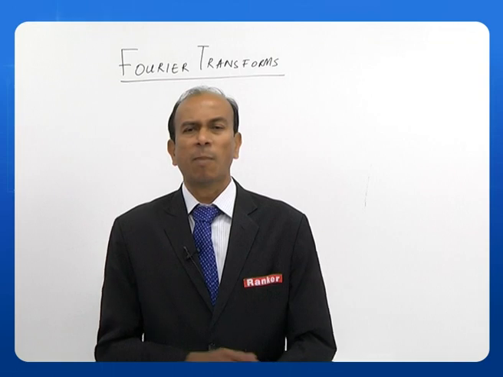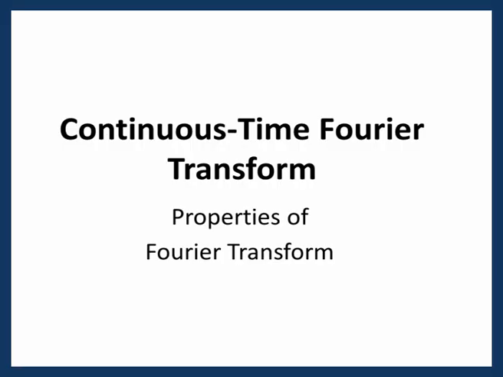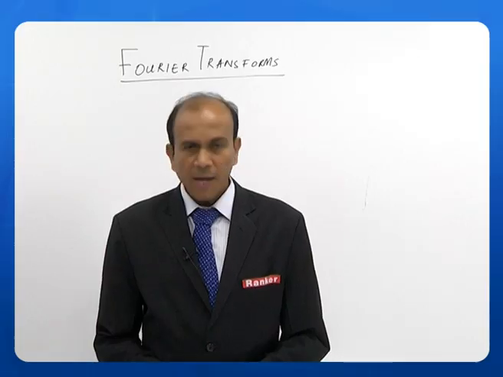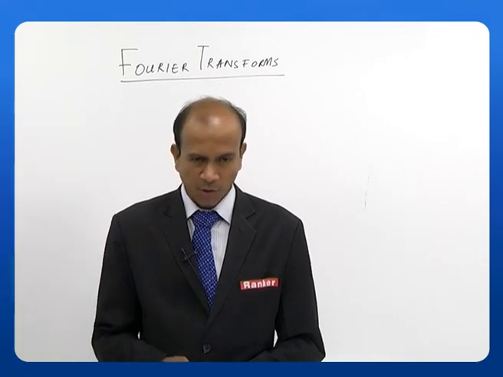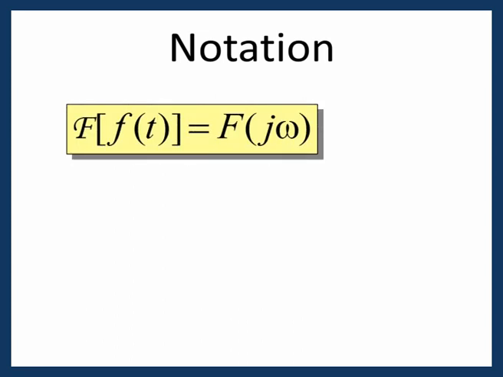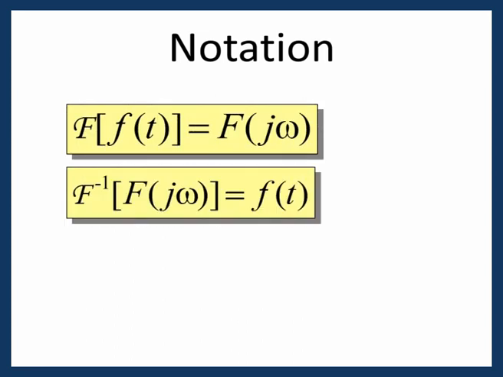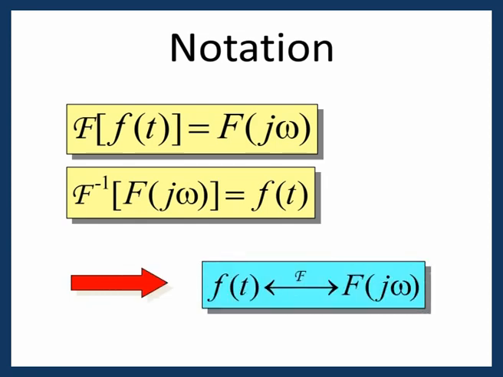Now let us look at the different properties of the Fourier transform. Let us look at continuous time Fourier transform properties. These properties are very important. Before we go into the Fourier transform properties, let us see the notations we are using during the whole class. We use F to indicate the Fourier transform. So F of f of t is equal to F of j omega. That is the Fourier transform. F inverse of F of omega is f of t, that is the inverse Fourier transform. So F we use for the Fourier transform, F inverse we use for the inverse Fourier transform.